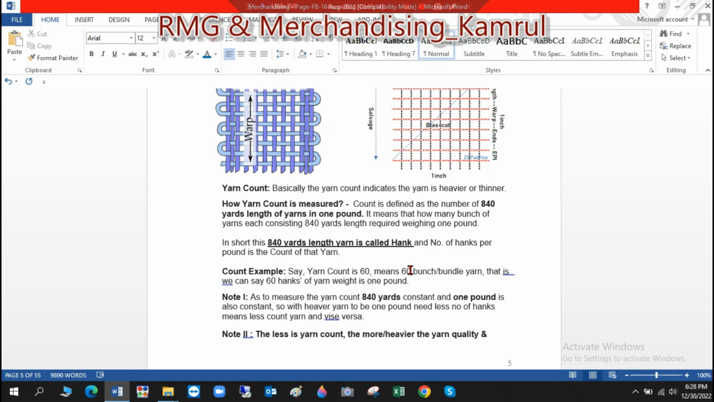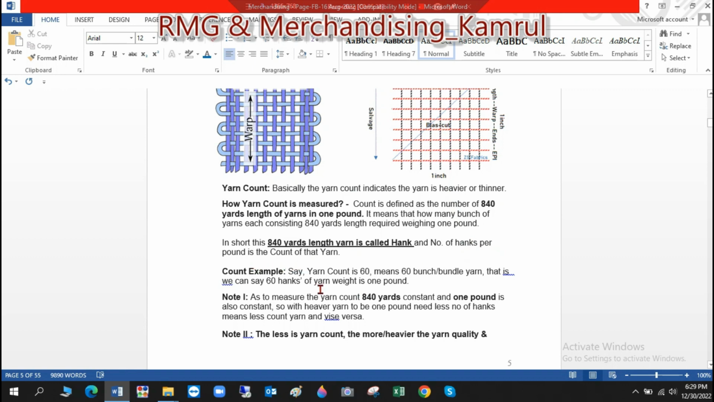So it's very interesting. This 840 yards length of yarn is called a hank. So what is a hank? A hank means this bunch. 840 yards of length of yarn is called a hank. So very easily we can say that the number of hanks means the number of count. It means the number of hanks per pound is the count of that yarn.